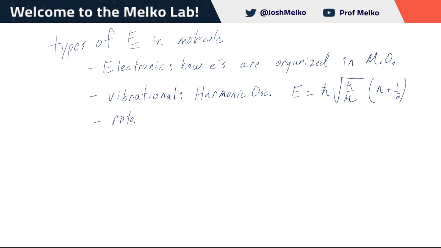Rotational energies are a third type of energy. And for that, our model was the rigid rotor. We talked about that in both 2 and 3 dimensions. And the eigenenergies have various formulas. One of them looked like this.